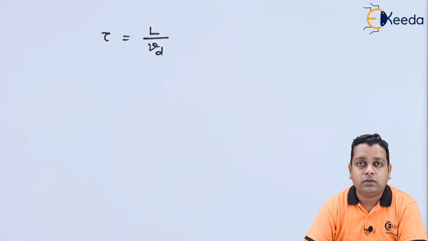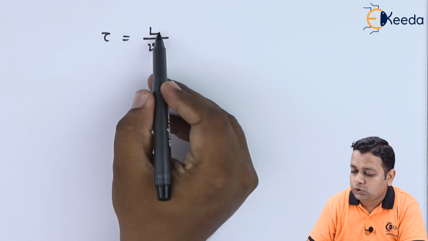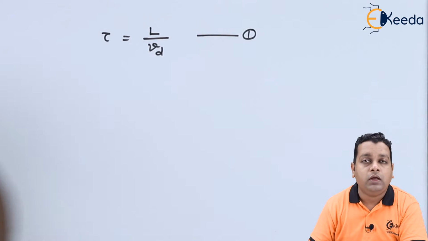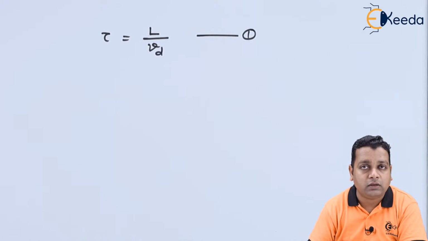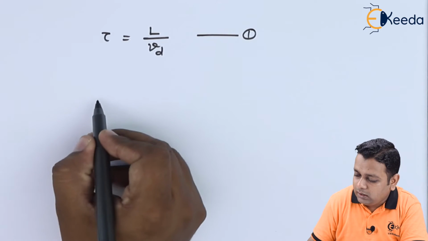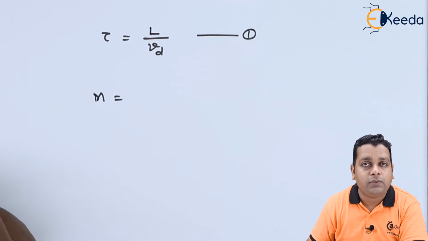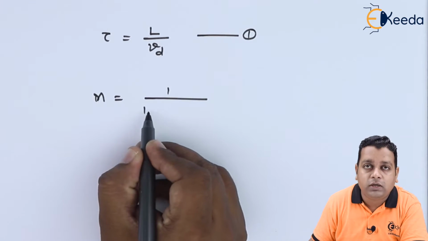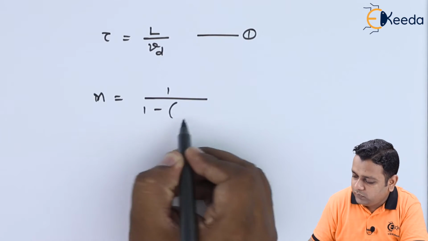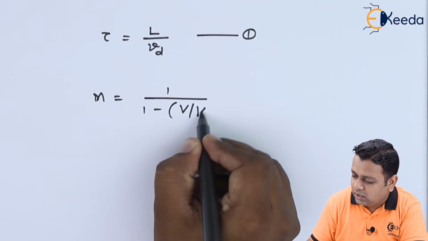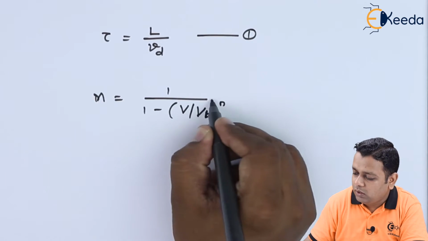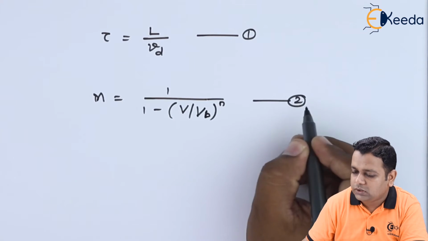Now along with this transit time, represented as the ratio of L to the drift velocity Vd, let it be equation number 1. We have one multiplication factor with respect to the avalanche operation, represented here by capital M, and capital M is computed as 1 divided by, in the denominator, 1 minus, in the bracket, capital V over capital V suffix B, and this bracket has a power small n. We can name it equation number 2.